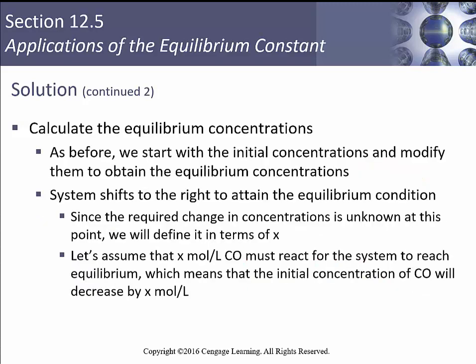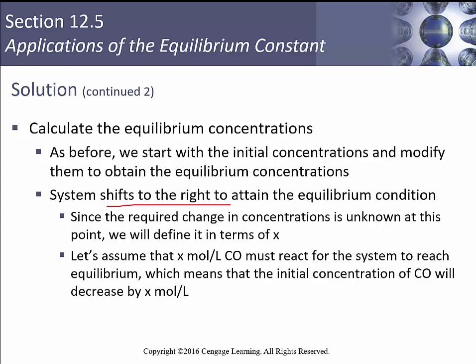So before we start with the initial concentrations and modify them to obtain the equilibrium concentration. We're just saying, okay, at equilibrium, we know we've gained something, we've lost something over here. Just apply those numbers to the initial concentrations like we did in the previous example. The system we know is going to shift to the right to obtain the equilibrium condition. This is going to tell us whether we're going to add or subtract to our reactants, or whether we're going to add and subtract to our products.